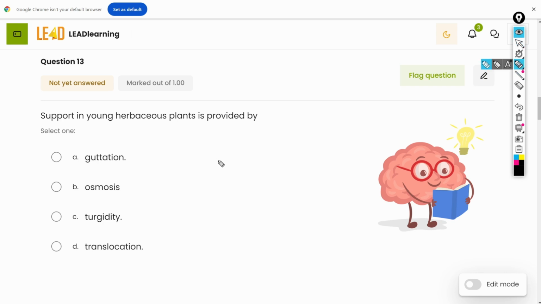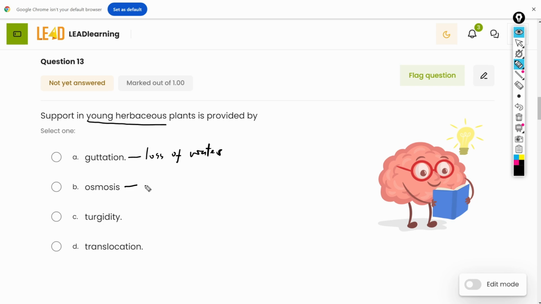Question 13. Support in young herbaceous plants, that's young flowering plants, is provided by... Now, let's look at the meaning of each of these concepts. Guttation is the loss of water from plants in cold environments. It's a unique term.